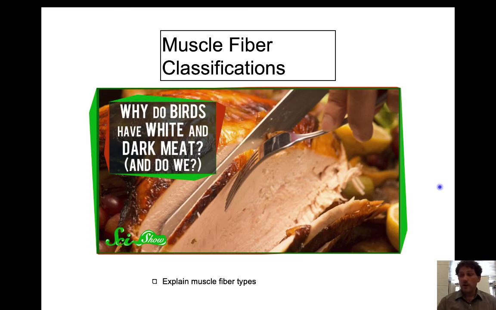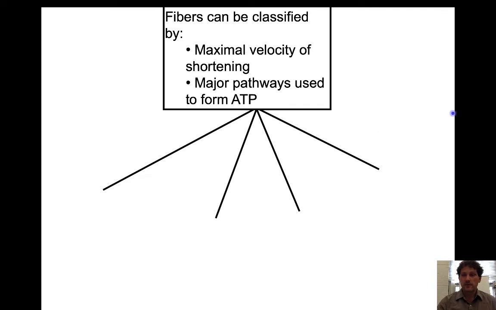Okay, so then we want to talk a little bit about our different muscle fiber types. So that's sort of our last section here.